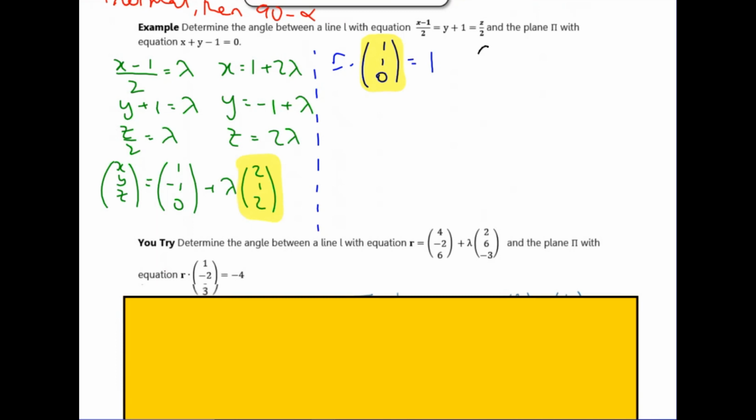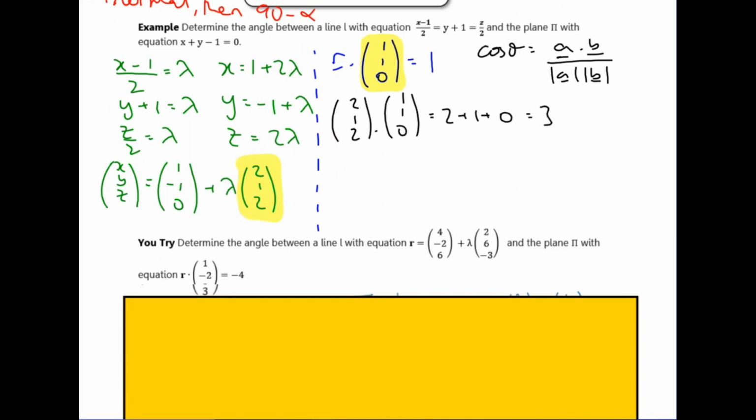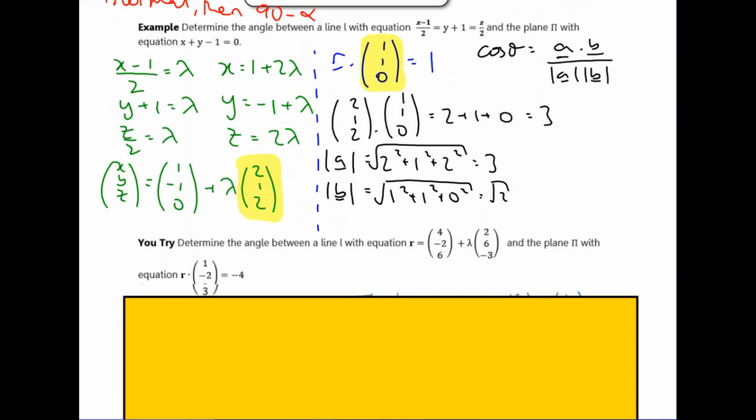So I'm going to use the dot product formula. I'm going to use cos theta equals a dot b over the magnitude of a times the magnitude of b. So if I do (2, 1, 2) dotted with (1, 1, 0), I get 2 plus 1 plus 0. I get 3. If I do the magnitude of (2, 1, 2), it's just Pythagoras in 3D, so 2 squared plus 1 squared plus 2 squared gives you root 9, so that's 3. Magnitude of the second one, 1 squared plus 1 squared plus 0 squared, root 2.